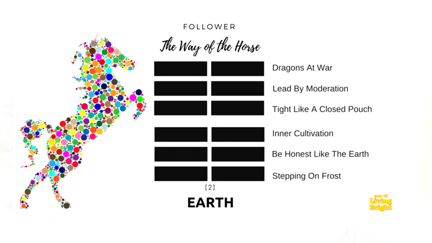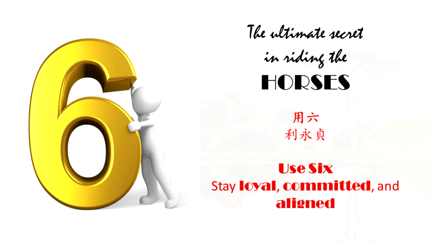And similarly, to ride the horse, you have to use 6. Stay committed, stay loyal, and stay aligned to your superior. Now, having said that, I'm not saying that you should blindly be loyal. There's a prerequisite to be able to ride this horse effectively: first of all, you must choose the right leader to follow. Once you have chosen the right leader to follow and it's worth following, then please execute according to the way of the horse.